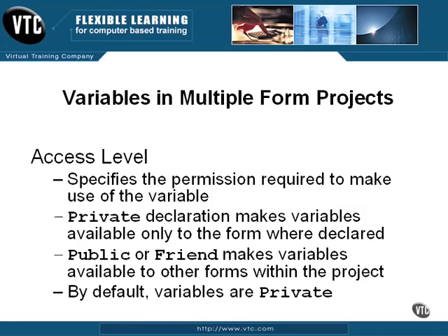Access level will specify the condition that's required to make use of the variables. The Private declaration statement makes variables available only to the form where declared. The Public or Friend statements make variables available to other forms within the project. By default, variables are private. You will want to use caution when using Public or Friend, since this will leave the possibility open that your variables may be accessed by the user at times when you wish them not to be available, that is, in other forms.